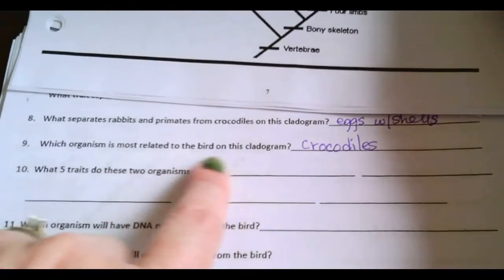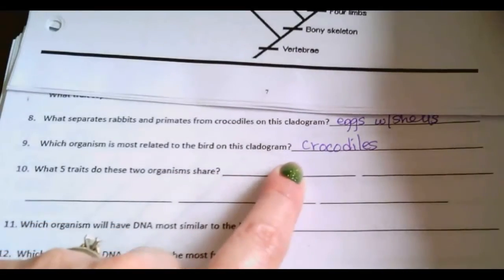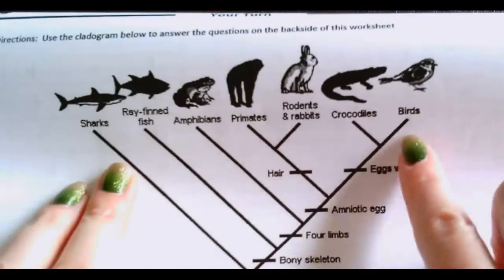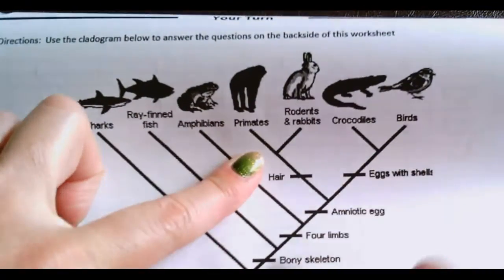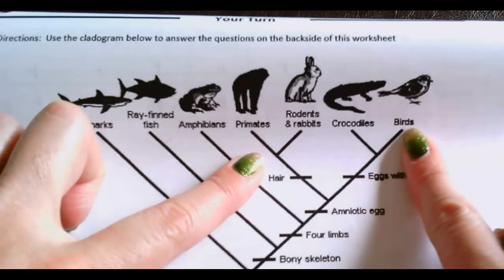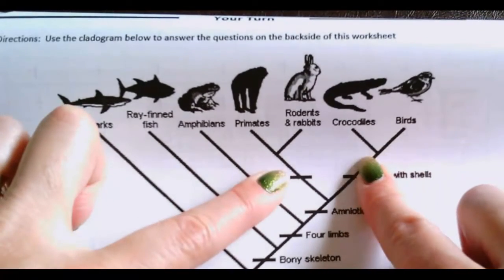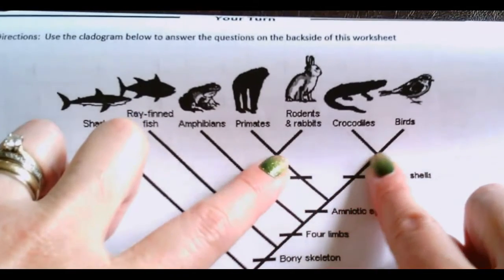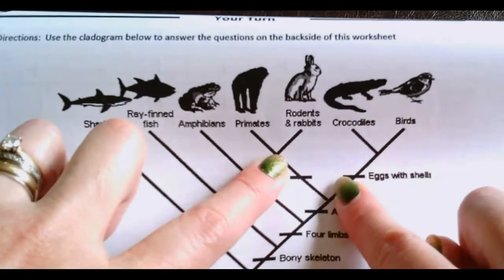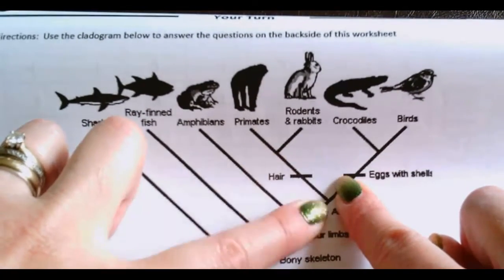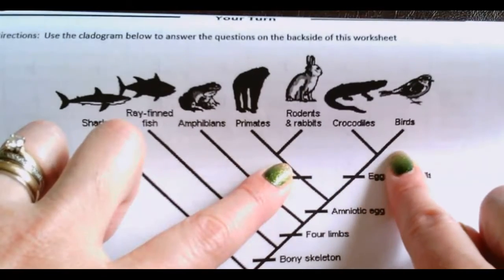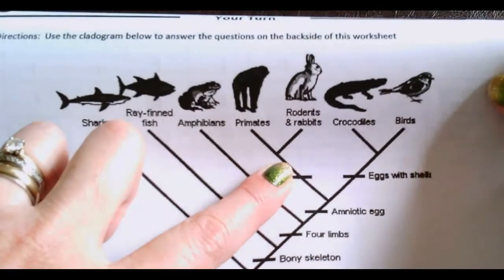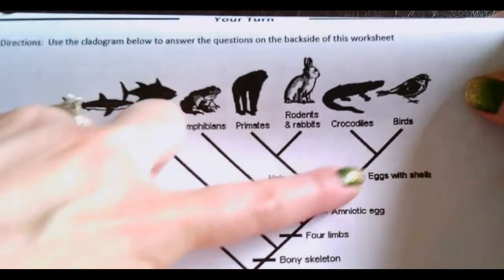Which organism is most related to the bird in the cladogram? So if we look at the bird, again, we're saying if this is our timeline, what's most closely related to the bird or branched nearby the bird, and that would be the crocodile, because they headed off at this point. The crocodiles and birds headed this direction. Primates, rabbits, and rodents went this direction. So the crocodiles and birds sharing those eggs with shells is something unique to them.